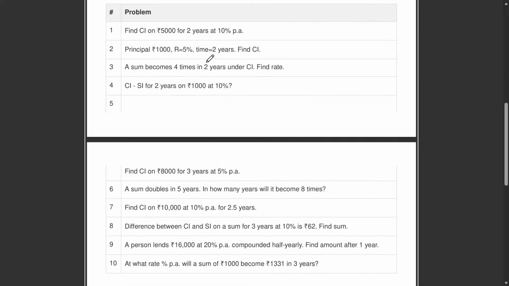These are some problems related to compound interest. I'm going to explain these problems and I'm going to solve them.